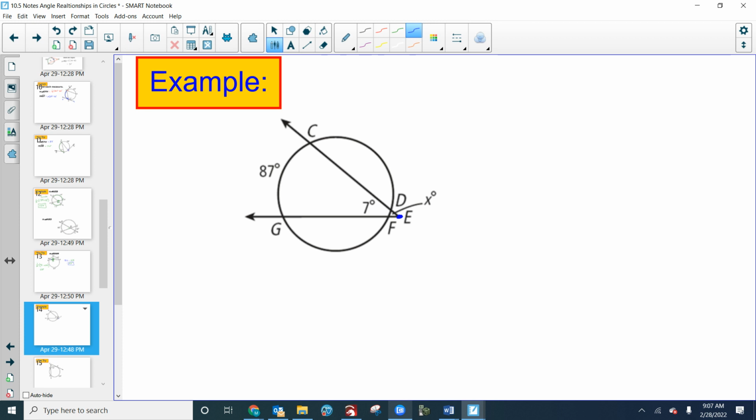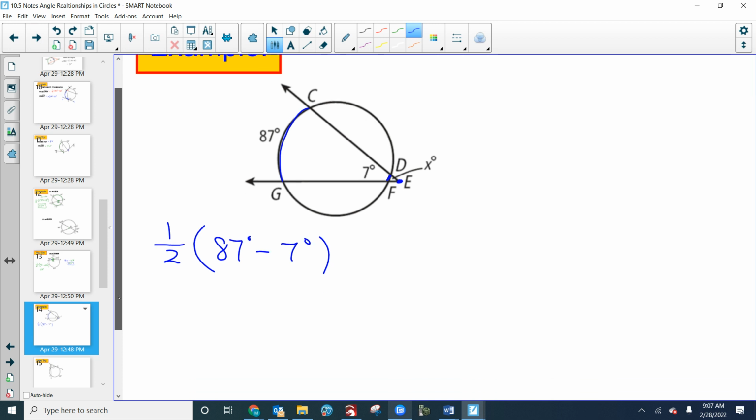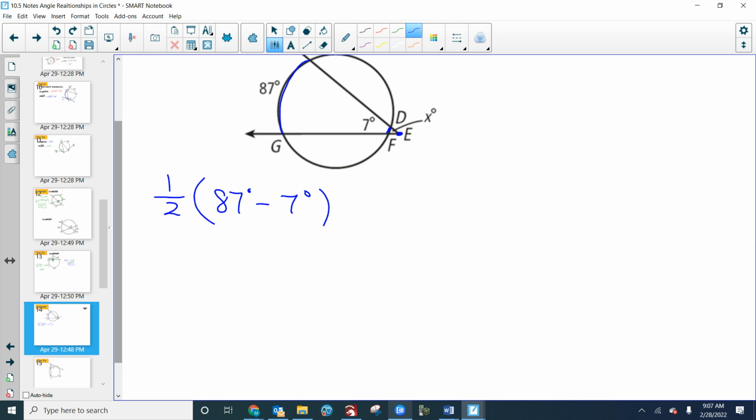Two secants. All right. As soon as I see that that vertex is outside, I think half of two arcs subtracted, don't you? And you should always subtract outer arc minus inner arc to keep it positive. So we're going to do outer arc, 87. Inner arc, still 7. I'm not going to trust you guys again with the calculator, so here we go. 87 minus 7? 80. Half of 80? 40 degrees. Just like today. Beautiful 40-degree day out.